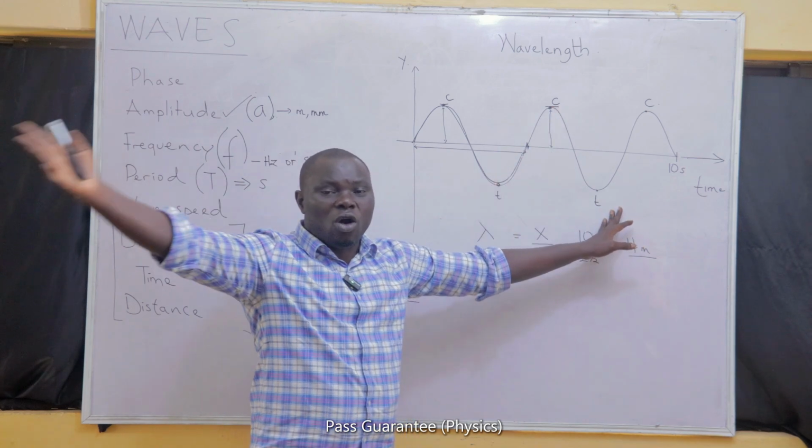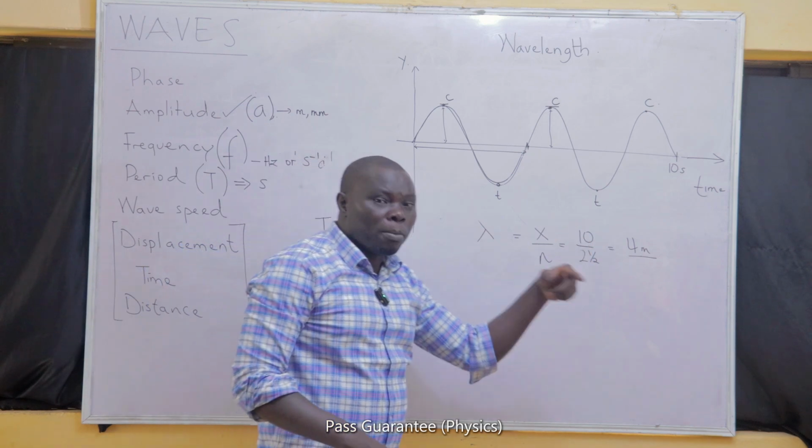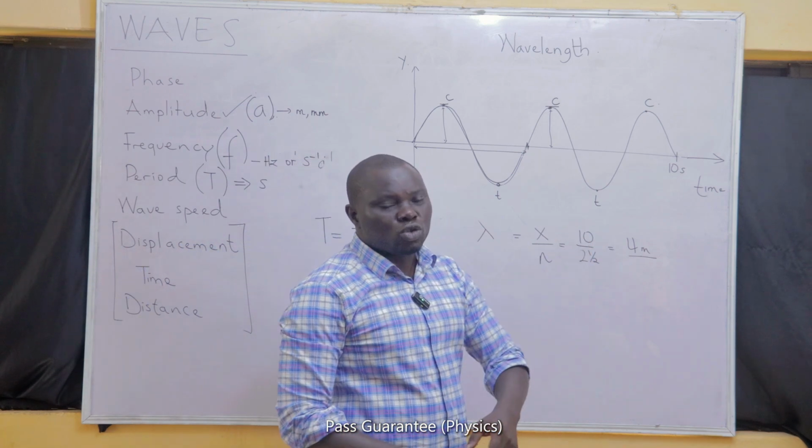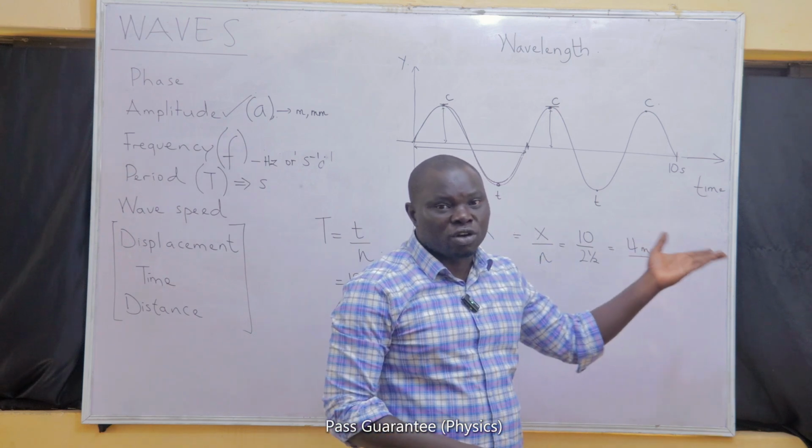If we are talking about the other type of wave, that's longitudinal. Two successive compressions also make a cycle. Two successive rarefactions also make a cycle, because there are no crest and trough on a longitudinal wave.